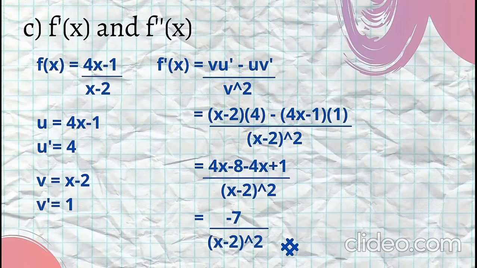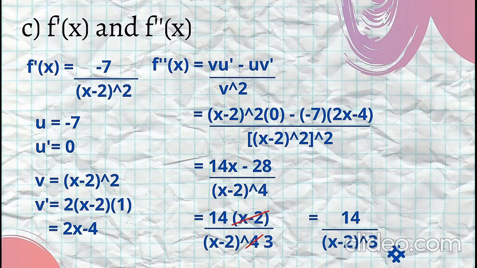For this question, we have to find f prime x and f double prime x. So first we are going to find f prime x. To find f prime x, we have to use f(x), which is (4x - 1) over (x - 2). And then we have to find u, u prime, v, and v prime. So we will use the quotient rule to find f prime x, which is (v u prime minus u v prime) over v to the power of 2. So our f prime x will be negative 7 over (x - 2) to the power of 2. Next, we will have to find the f double prime x.